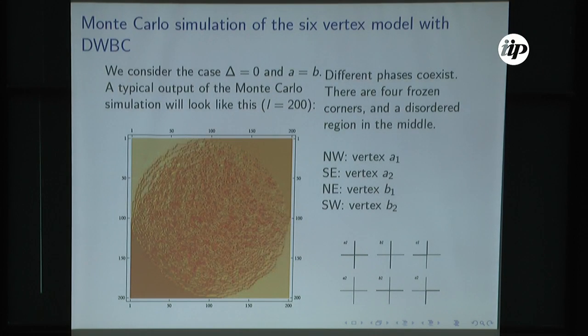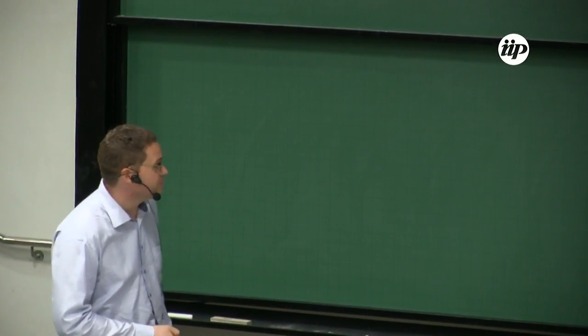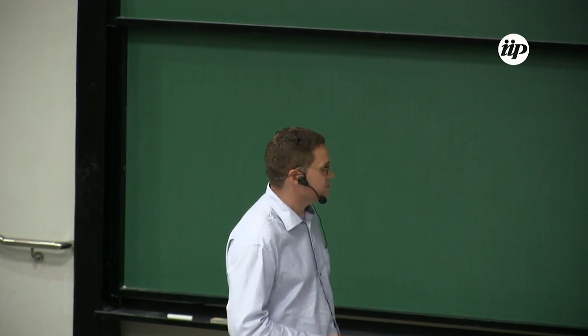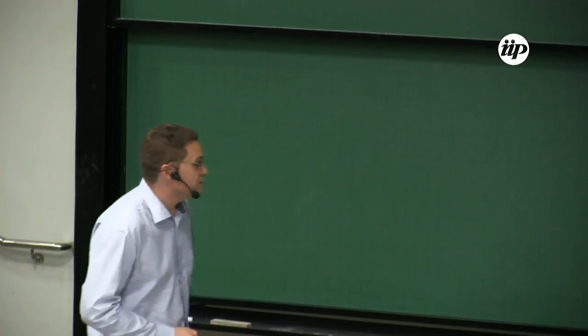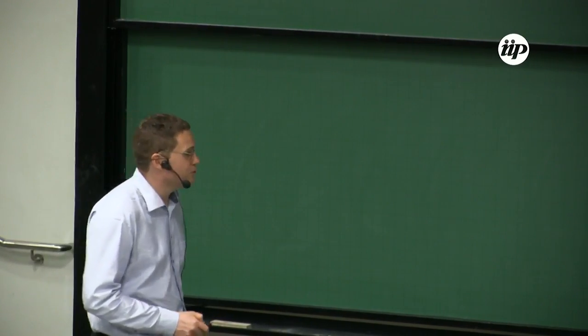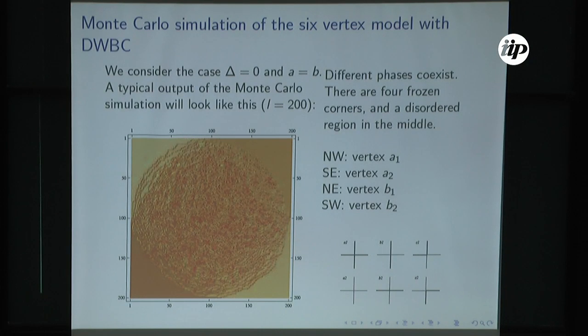Here, when we do Monte Carlo on the six-vertex model, a typical output looks like this. This system is size 200. We see that different phases coexist: there are four frozen corners, and in the middle there is a disordered phase. In the northwest it's A1, in the southeast it's A2, and so on. In terms of our curves, this corner will be close packed, this will be empty, this will have only curves moving down, and this will have only curves moving left.